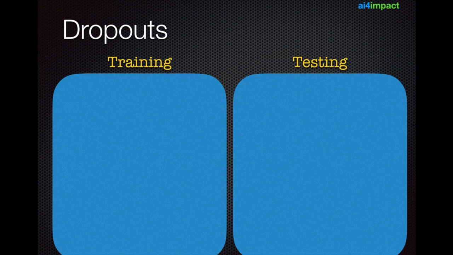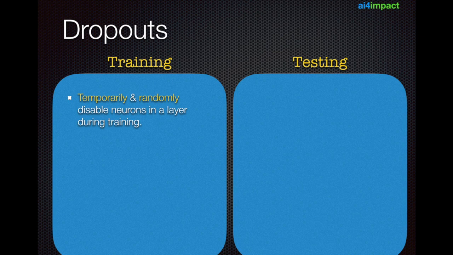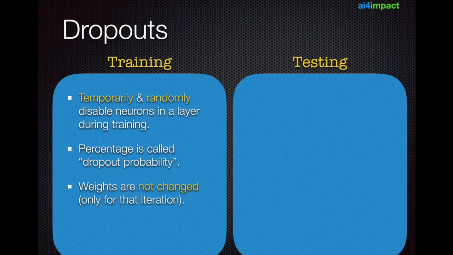Probably the most important technique you would need to use, apart from early stopping, is dropouts. So what is dropouts? Well, it has 2 effects depending on whether you're training or testing. During training, a dropout layer will temporarily and randomly disable neurons in the layer below it. The percentage of neurons selected for disabling is called the dropout probability. The weights of the disabled neurons are not changed, but only for that iteration. In subsequent iterations, if that neuron is not disabled, its weights are changed as normal. This can really help you prevent overfitting, as you will see in the next session.